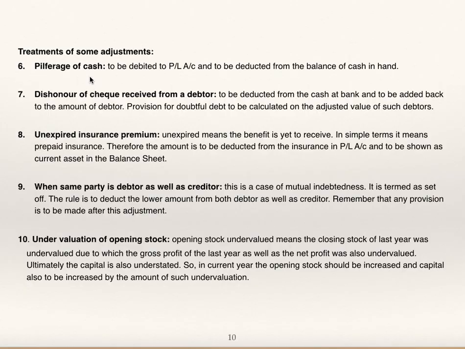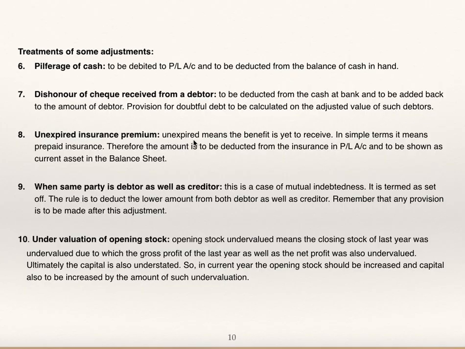Pilferage, that is small theft, pilferage of cash is to be debited to profit and loss account and to be deducted from balance of cash in hand. Dishonor of check received from a debtor to be deducted from the cash at bank and to be added back to the amount of debtor. Provision for doubtful debt is to be calculated on the adjusted value of such debtor.